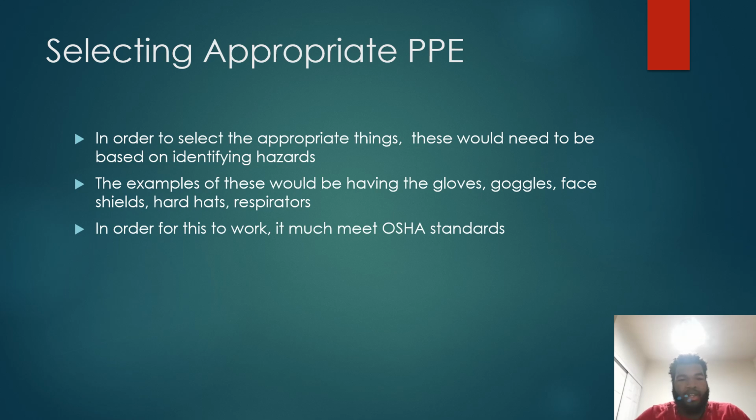In order for the appropriate personal protective equipment to work, it must meet the OSHA standards. And what I mean by that is for these things to work, they must meet standards showing that it actually worked for people in the past who may have had hazards, or even things that may have happened to them in the future.